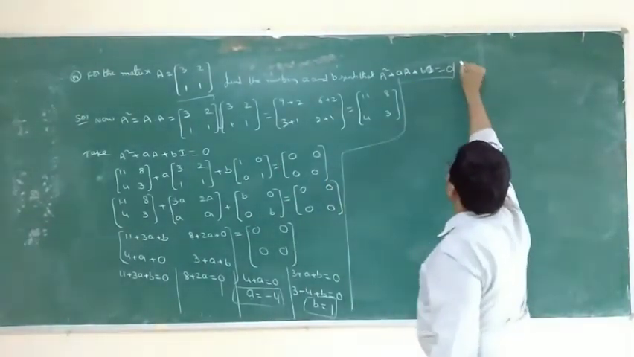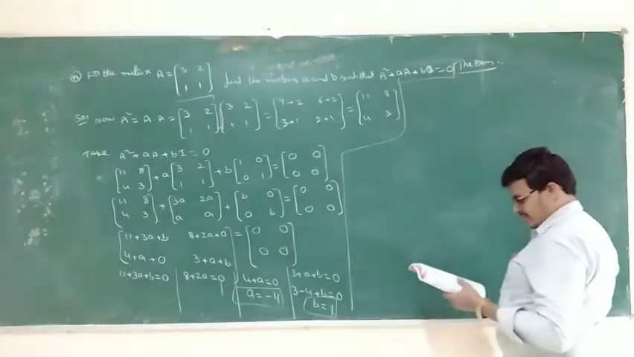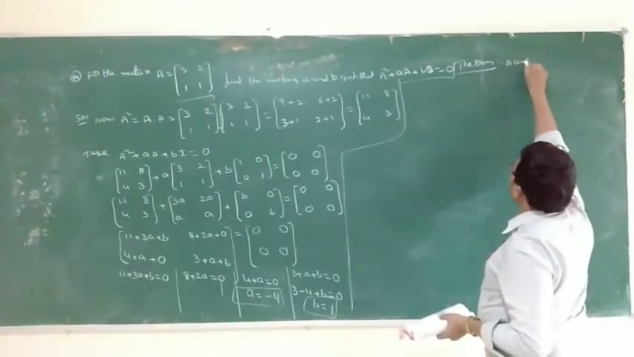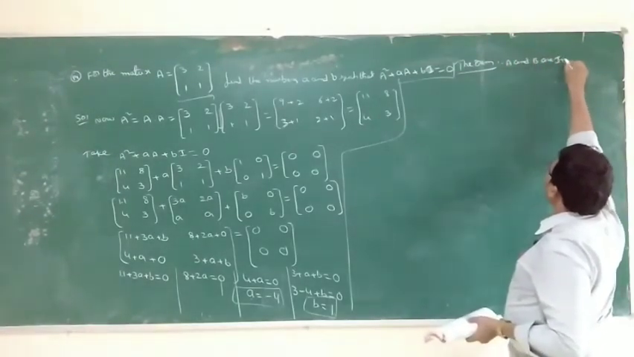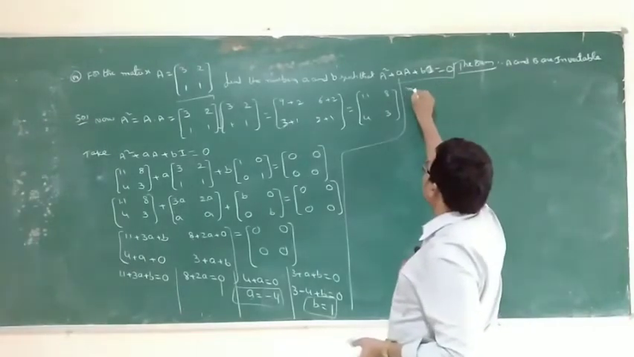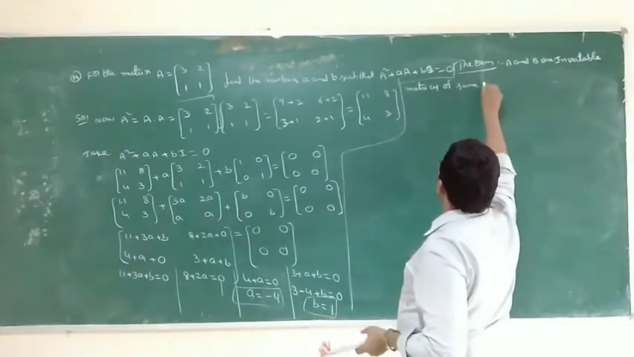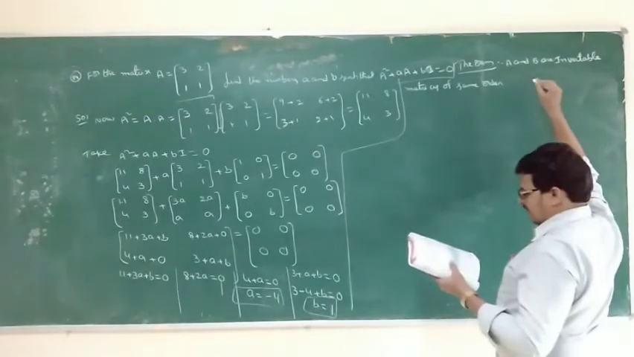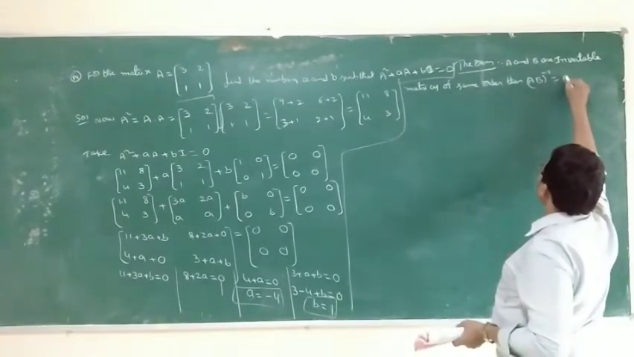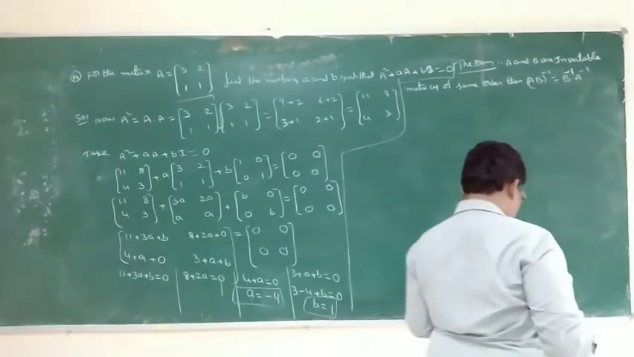Next, a very important theorem. If A and B are invertible matrices of the same order, then the inverse of AB is equal to B inverse into A inverse.